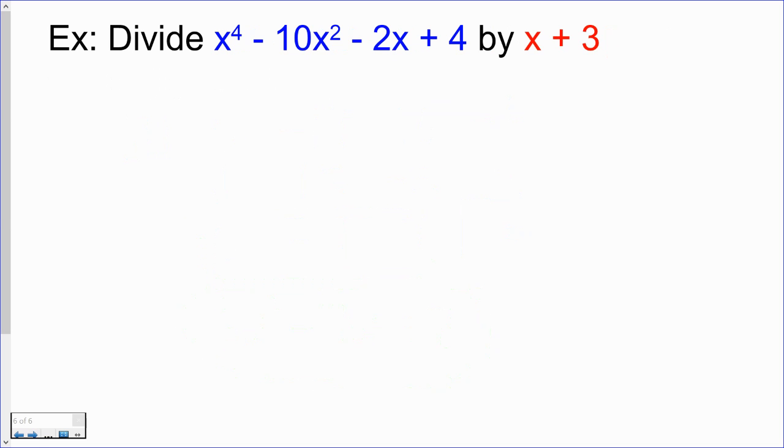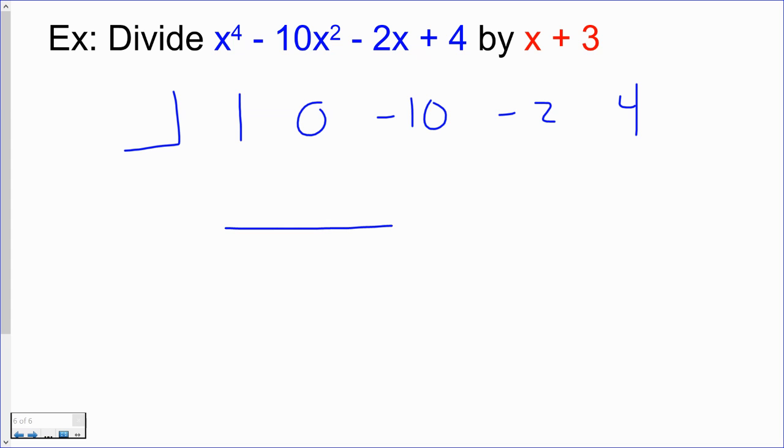One more. On this example, notice that I have an x to the fourth, but I don't have an x to the third. So when I'm writing these numbers out, I'm going to have a 1x to the fourth, a 0x to the third, a -10x squared, a -2x, and then a 4. So I have to write in that 0, otherwise it's going to be wrong. This corner number is going to be the opposite of a +3, so it'll be a -3. So here we go. Bring this down.